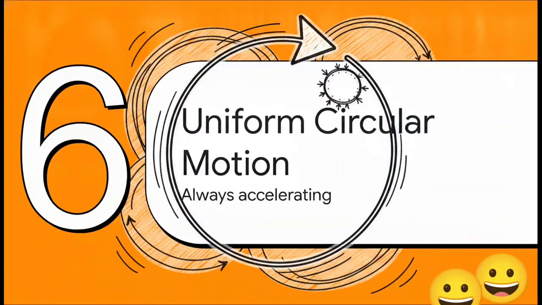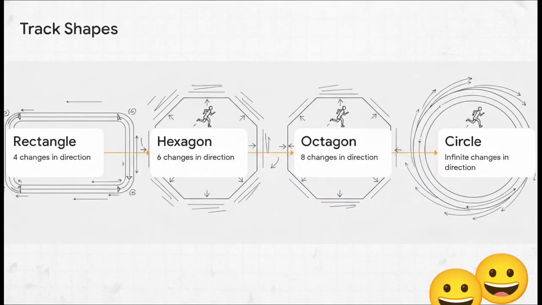And finally, section 6, uniform circular motion, the concept of always accelerating. To really wrap our heads around this, let's do a quick thought exercise. Imagine an athlete running on a rectangular track at a totally steady speed. To stay on that track, they have to sharply change their direction 4 times, right? Now imagine a hexagonal track. That's 6 changes in direction. An octagon? That's 8. If we just keep adding sides infinitely, the track eventually smooths out into a perfect circle. And on a circular track, that athlete is actually changing their direction at every single tiny point along the path.